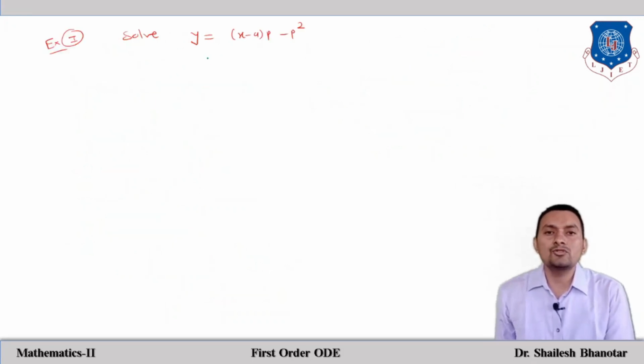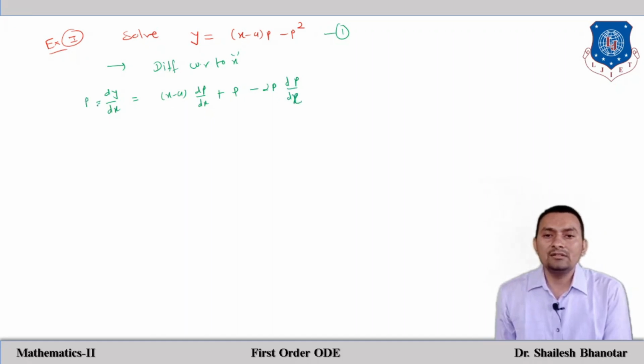Here I want to solve for y. So y is equal to (x minus a) into p minus p square, that is given, so I keep it as it is. Now this is equation number 1. Differentiating with respect to x, we will have dy by dx equal to, applying the product rule, dp by dx times p, and the derivative of x minus a with respect to x is 1, and this is 2p into dp by dx.